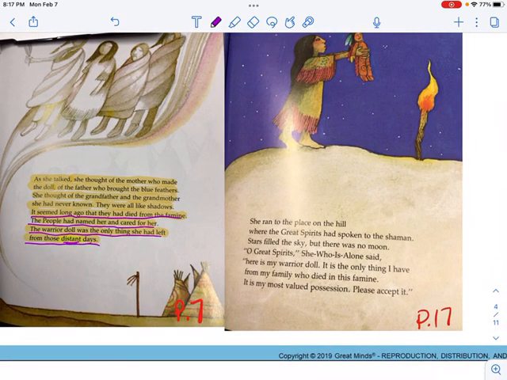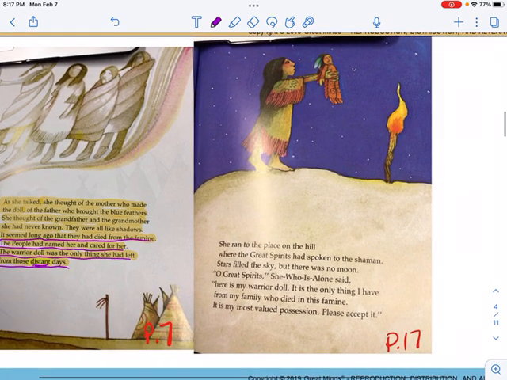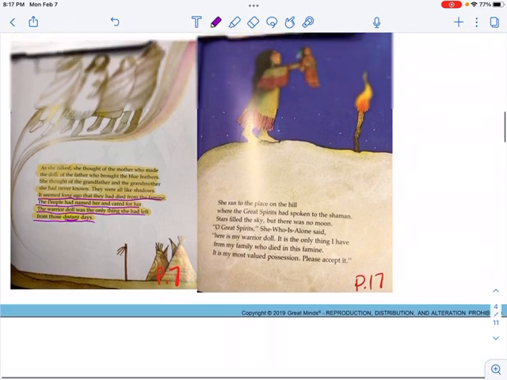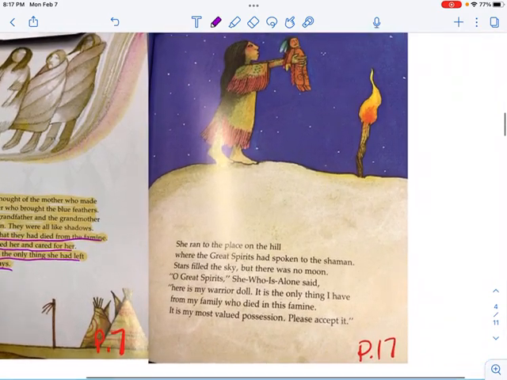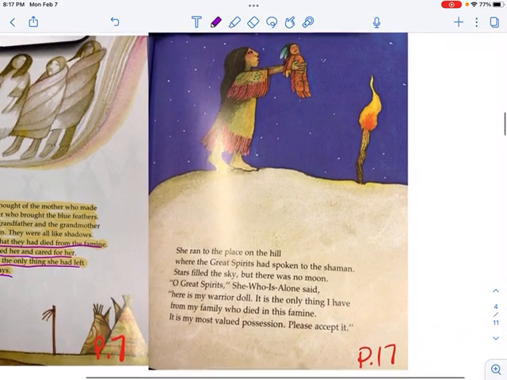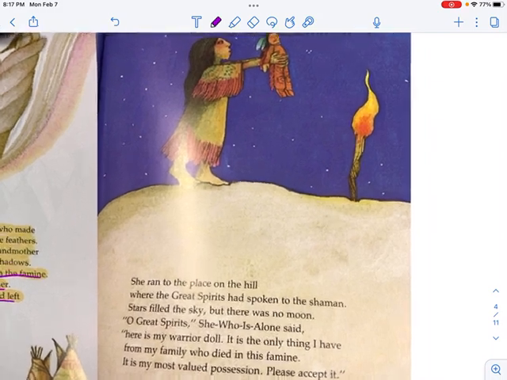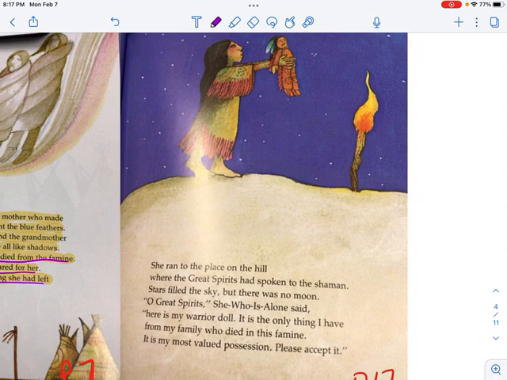The next part we're going to look at is page 17, and we are going to actually be focusing on the word thrust, which isn't on this page, but I'll read a sentence that comes after this page. This picture helps us, though. So take a look at the picture, and now let's listen to the words used on this page.